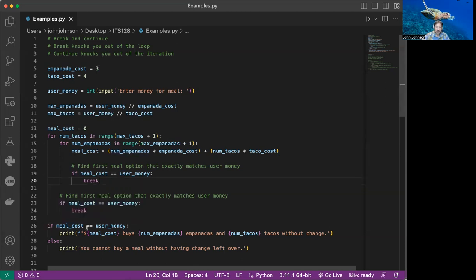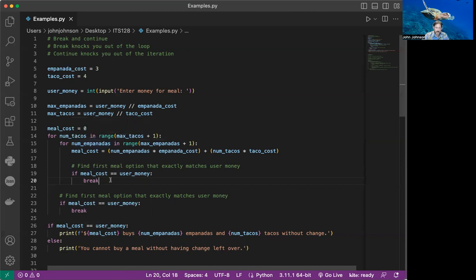Then we say, is meal cost equal to user money? If it is, then it's going to tell us that amount of money buys you how many empanadas and how many tacos without change left over. If it doesn't, then you're going to say you can't buy a meal without having change left over.